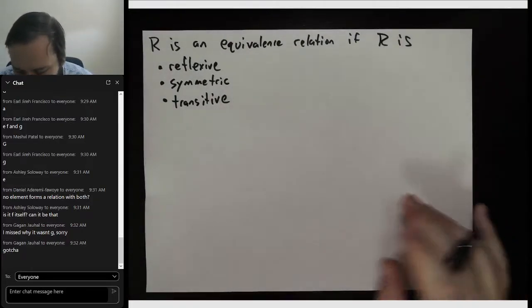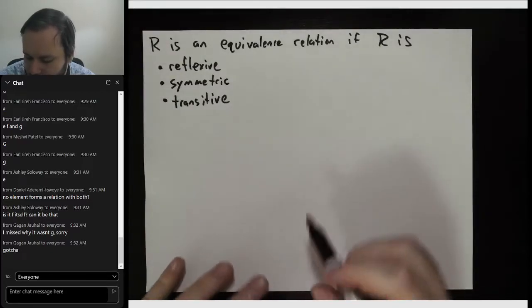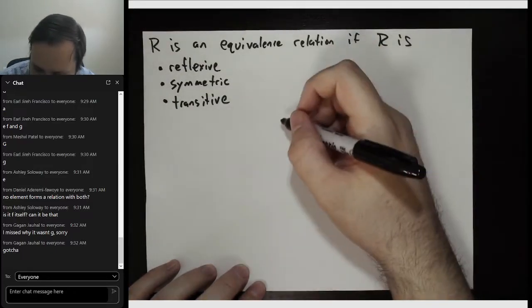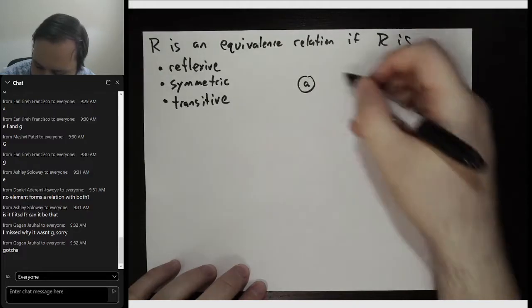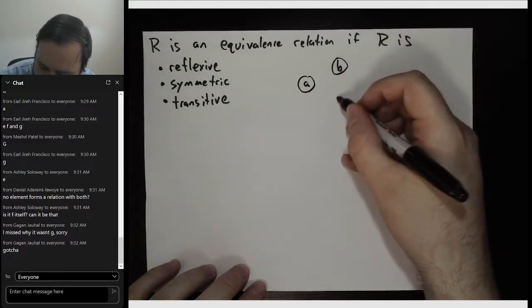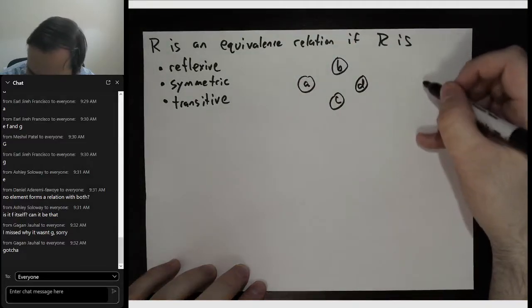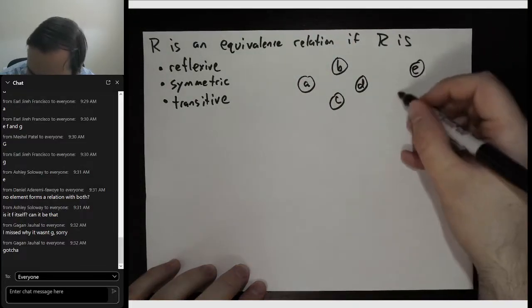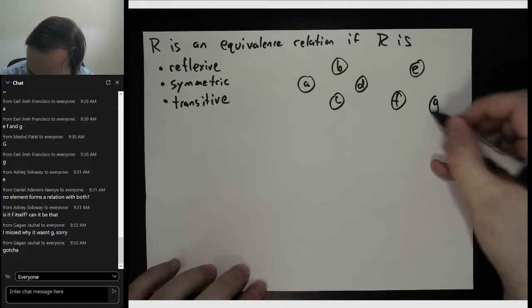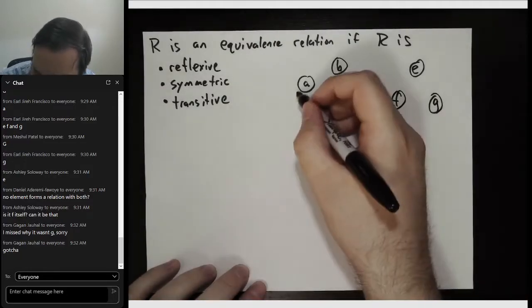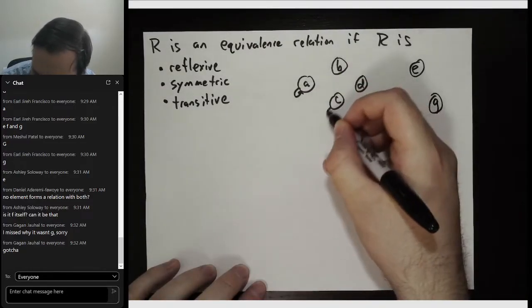So let's think about what the digraph diagram for an equivalence relation might look like. So first of all, everything always has a loop to itself.